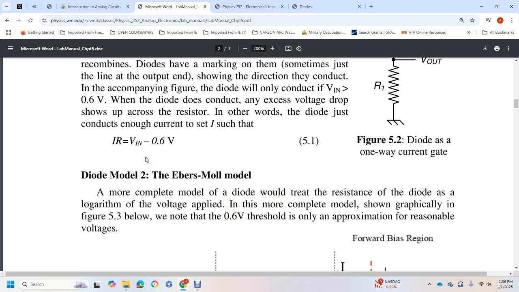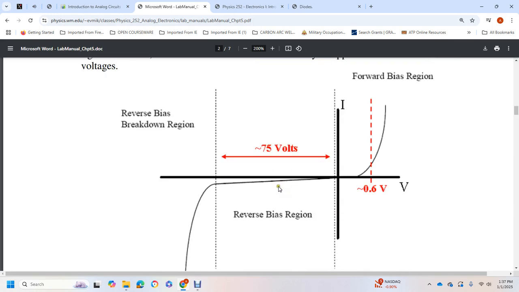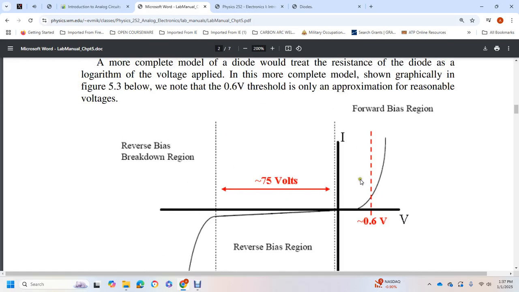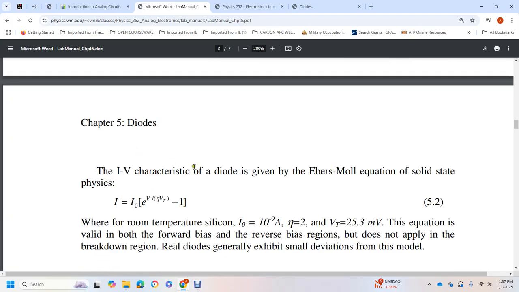Diode model 2, the Ebers-Moll model. For a more complete diode model, we would treat the diode current as an exponential function of the voltage applied. With the more complete model shown graphically in Figure 5.3, we note that the 0.6 volt threshold is an approximation for the reasonable forward voltage. It shows a reverse bias breakdown region of 75 volts, a reverse bias region, and a forward bias region of 0.6 volts. The typical silicon diode I-V characteristic curve is given with the Ebers-Moll equation.